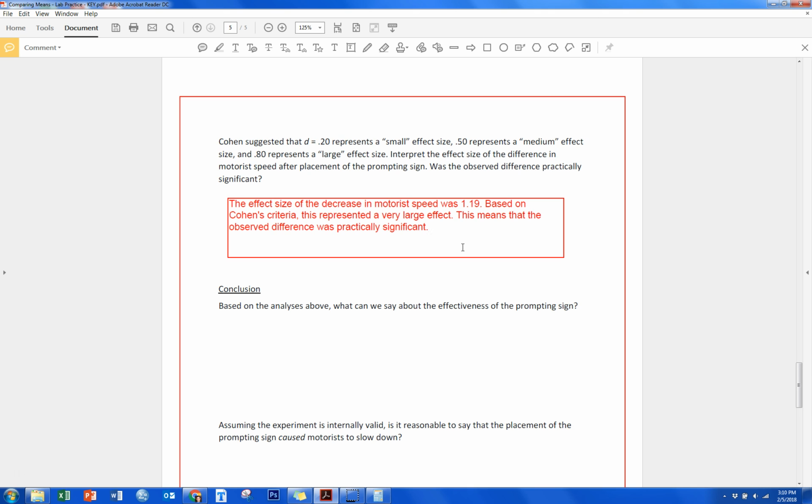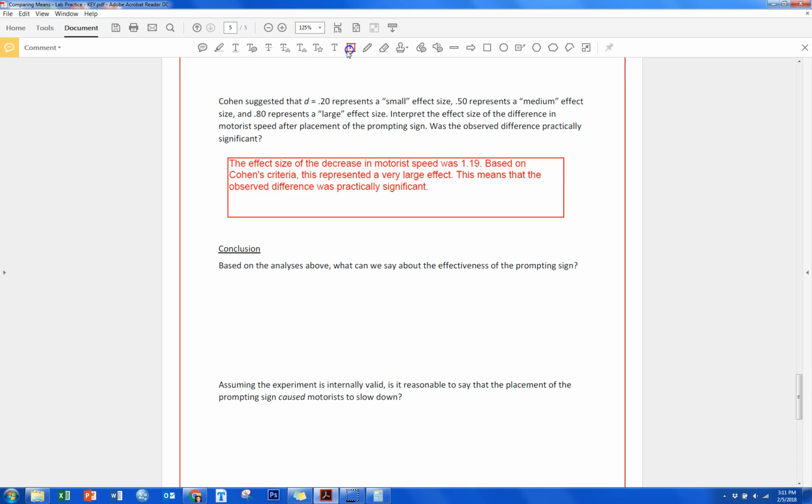Before, they were speeding through town at unsafe speeds. Now, on average, cars are going through under the speed limit. It was significantly less. It's unlikely that there really was no effect going on. And we know that the change had practical significance as well. So based on the analyses above, what can we say about the effectiveness of the prompting sign? Okay, well, let's talk about that.